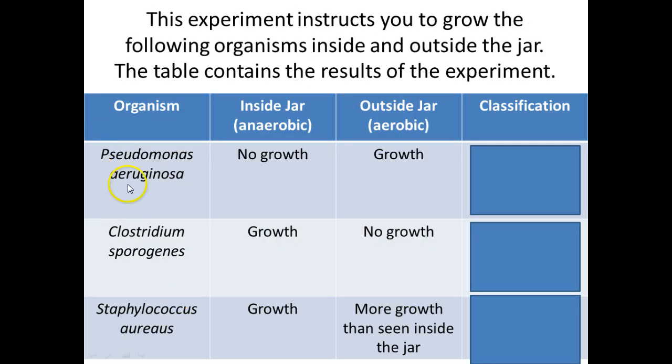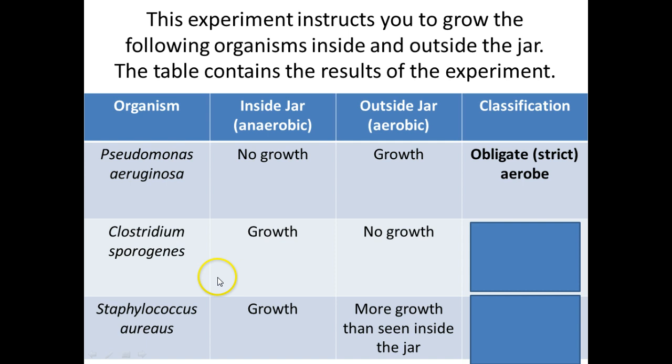So in this experiment, if we utilize Pseudomonas, which I'll tell you does not grow under anaerobic conditions, but will grow under aerobic conditions, how would we classify Pseudomonas? Is it an aerobe, an anaerobe, a facultative anaerobe? It's a strict aerobe because, again, growth is only outside in the aerobic environment. Make sense to everybody? All right. So it's our obligate strict aerobe.